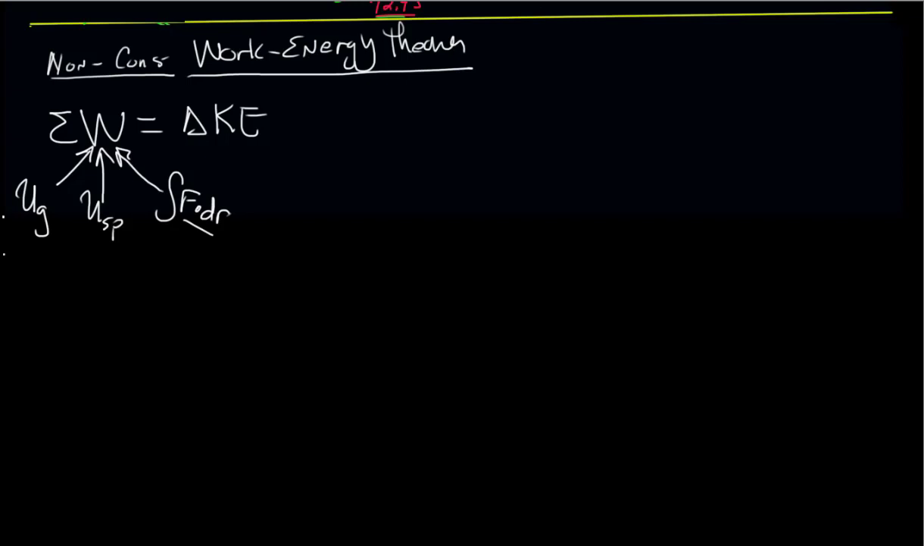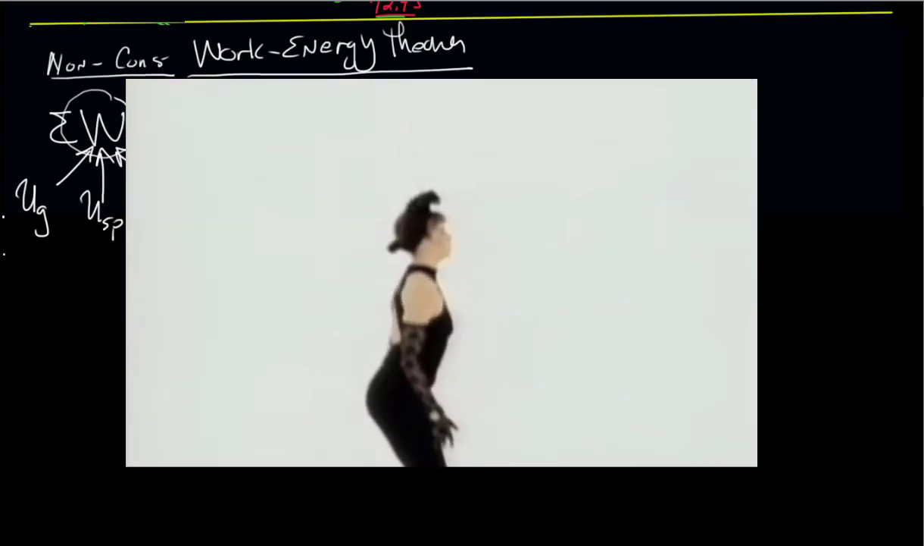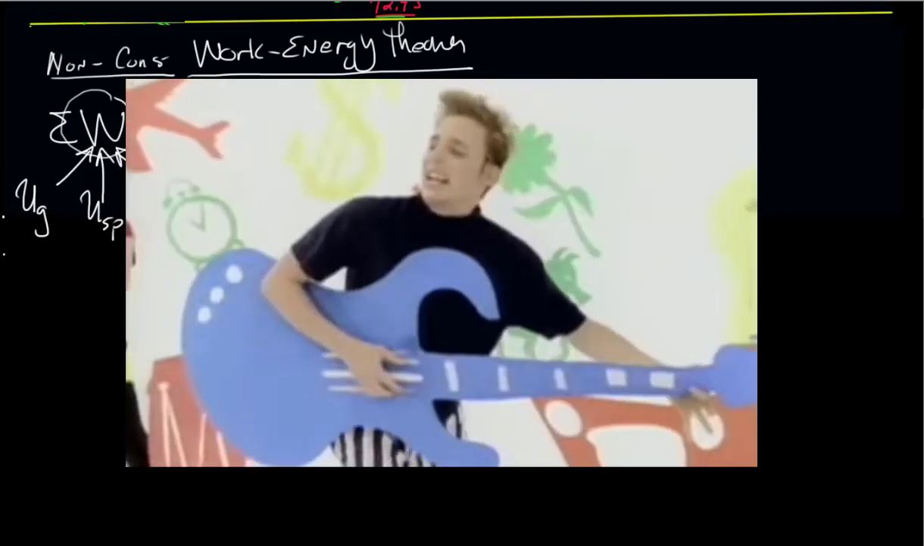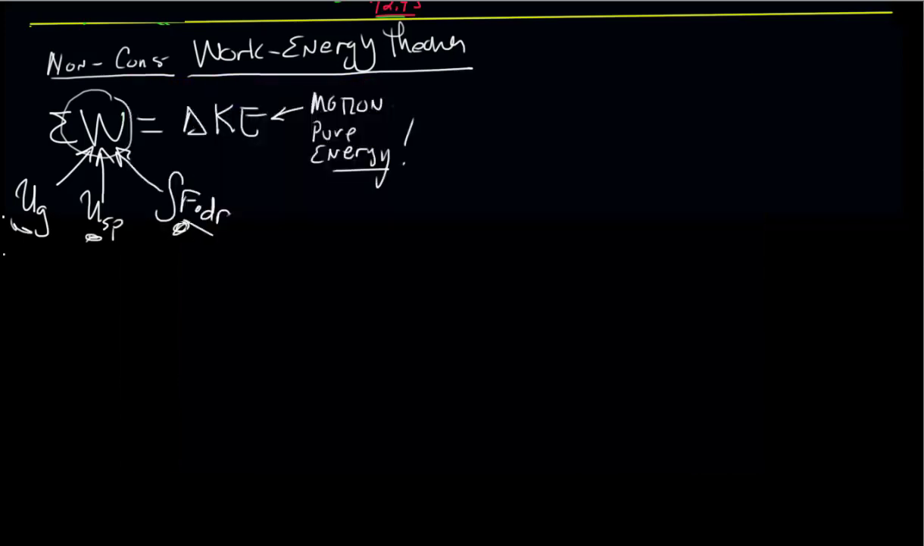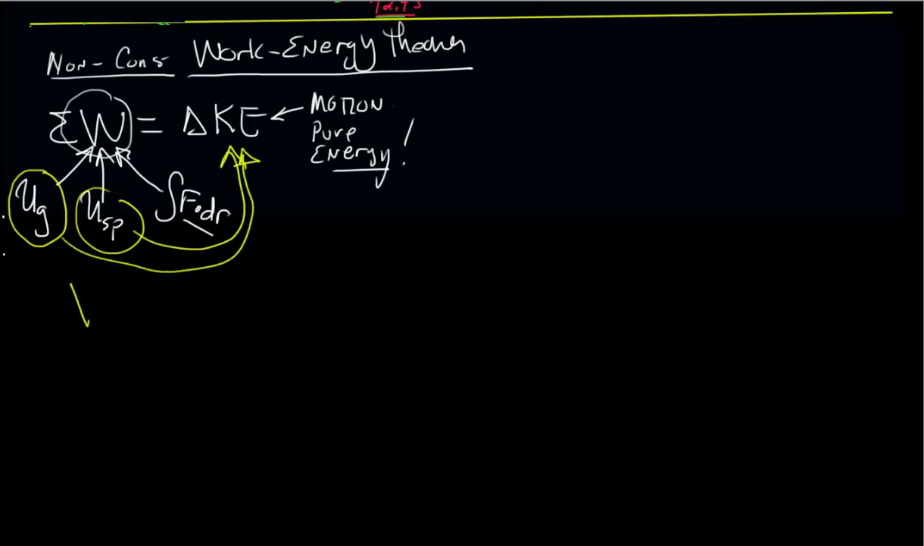So this work is everything other than kinetic energy, which, motion is the only true pure form of energy. Pure energy. Everything else is potential energy waiting to become motion. Now, once we understand that, we can modify this slightly, and we can take the potential energy and the spring energy and bring them to the other side, in which case we get an alternate form, which is that any work done on a system will equal a change in the total mechanical energy of this system.